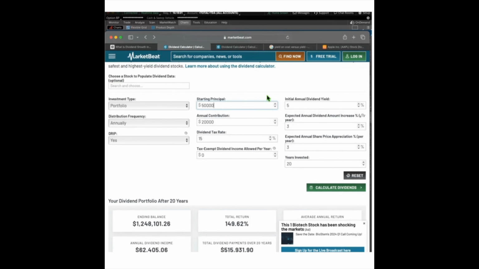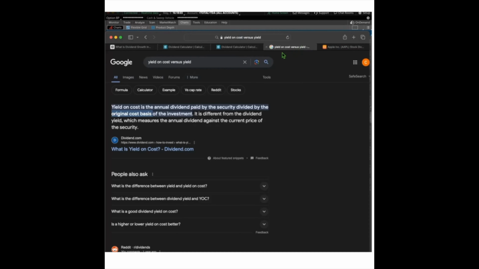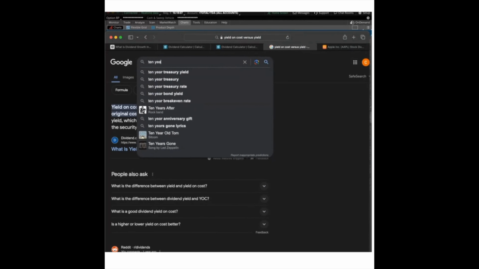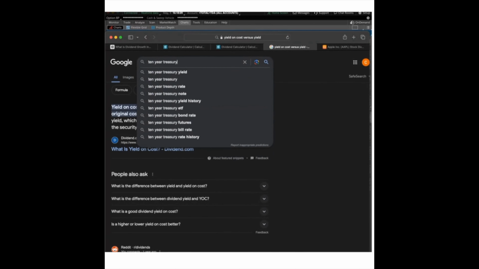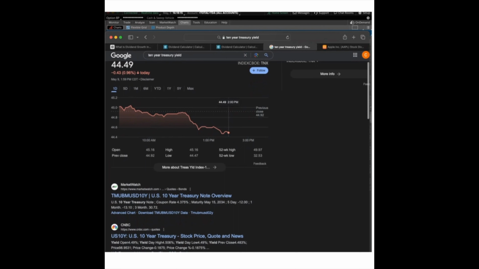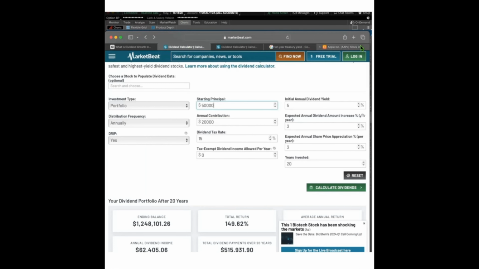So, 10-year treasury, we'll go ahead and get the yield for that, hopefully. Coupon rate, U.S. 10-year treasury note. Coupon rate is 4.375% right now. Maturity, May 15th, 2034. So we will go ahead and use 4.5% as that initial yield. Does that make sense? We're going to start with 50K.